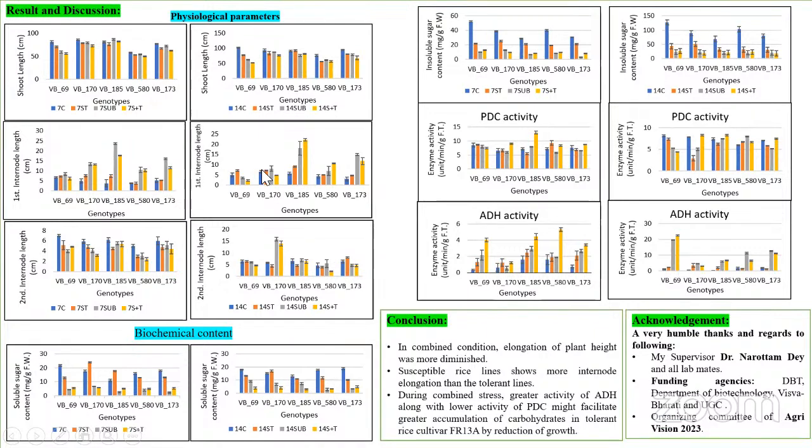The same scenario is seen in 14 days, but an exception occurs in the variety Nona Bokra, which shows second internode elongation; rather, they show first internode elongation in 14 days of stress induction. But in 7 days of stress induction, the first internode of Nona Bokra is increased, and by increasing the internode, the plant can increase its shoot height.